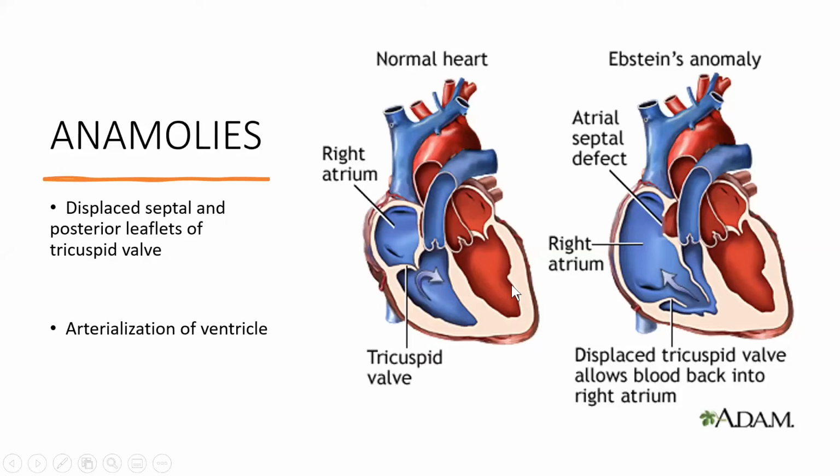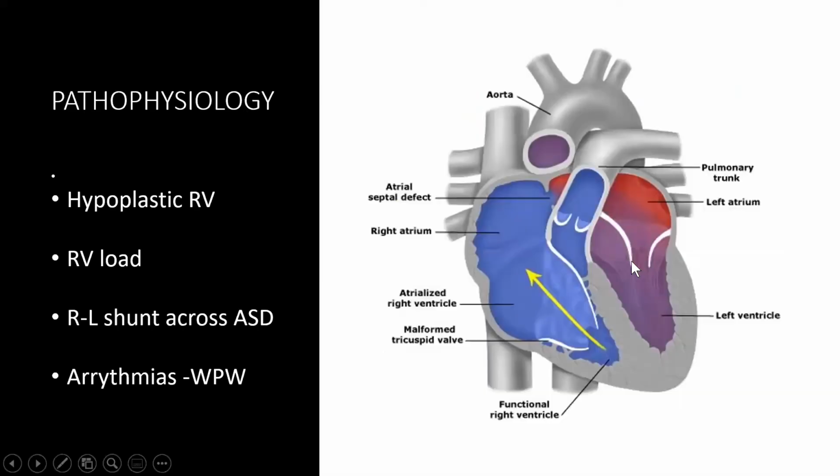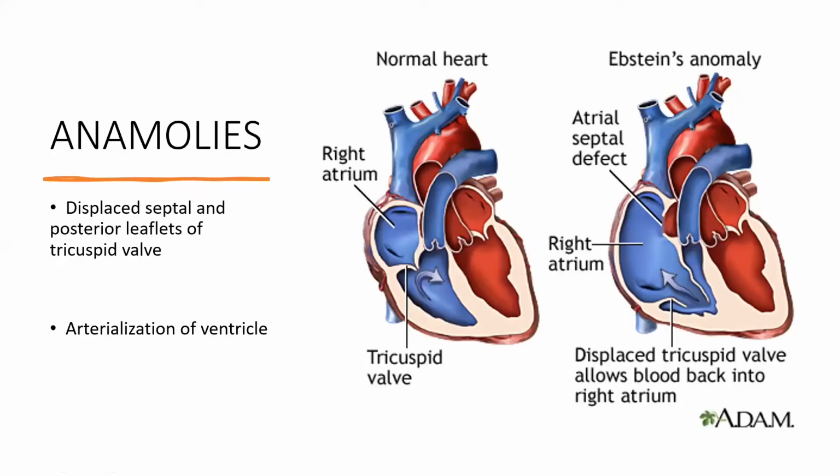Ebstein's anomaly is, for example, this is a normal heart, but you've got a very low placed tricuspid valve, right? Displaced tricuspid valve that allows for a TR. Okay, so what happens is the right atrium becomes very large, the right ventricle becomes very small, there is an incompetent tricuspid valve, there is a TR, and most of the time you get an ASD there. Okay, so this is called atrialization of the ventricle, it's not arterialization. So the ventricle becomes like the atrium, right? Because the tricuspid valve comes so low, this is called atrialization of the ventricle and a low placed tricuspid valve.